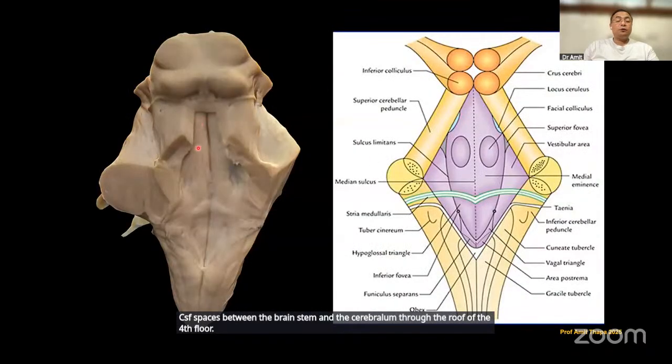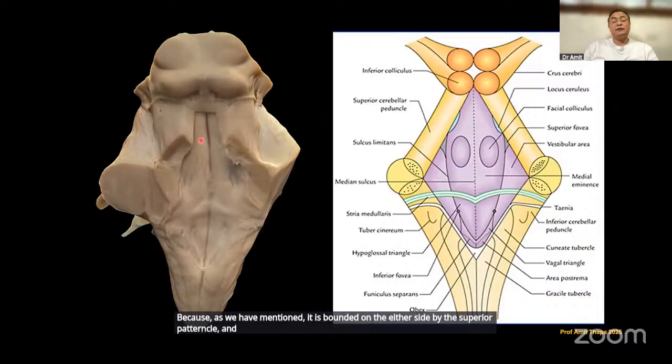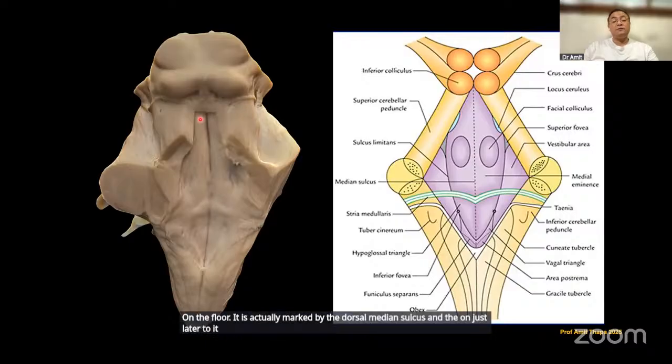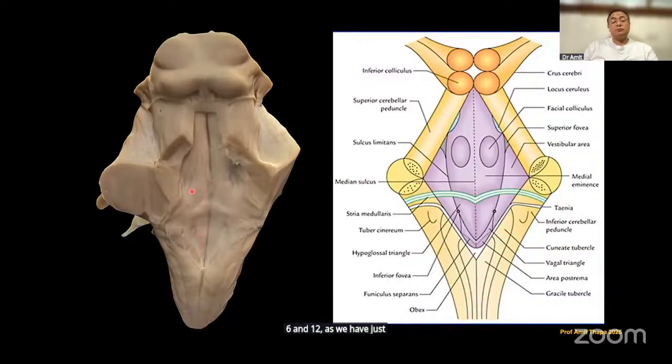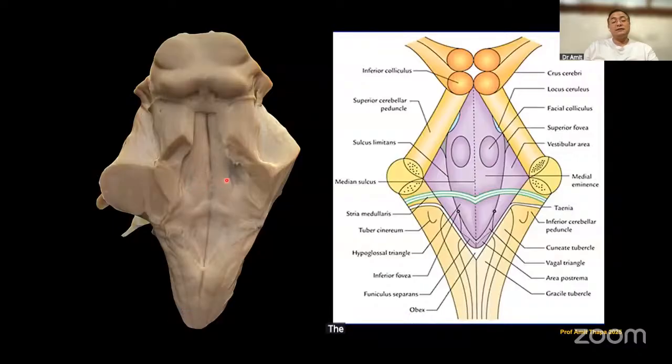Now, the floor of the fourth ventricle is also very unique because, as we have mentioned, it is bounded on either side by the superior cerebellar peduncle and the inferior cerebellar peduncle. On the floor, it is marked by the dorsal median sulcus, and just lateral to it will be the cranial nerves 3, 4, 6, and 12, as we have just mentioned. The most important projection seen here is basically the branchial motor of the seventh nerve. So the facial colliculus is seen here.